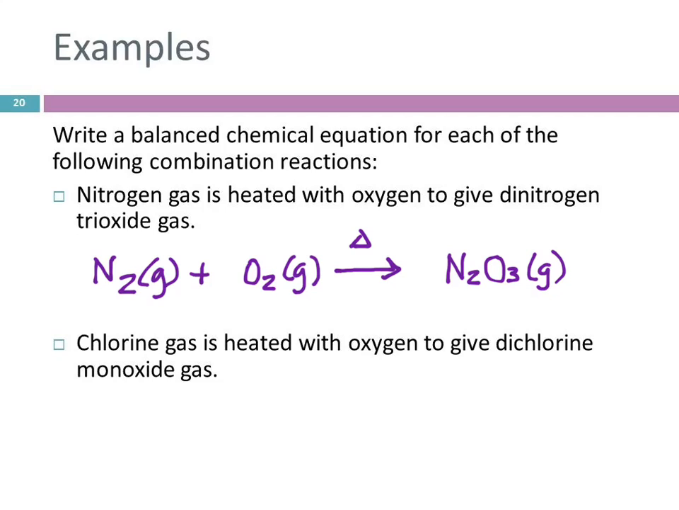We can't take some away. We can't change the subscripts. We can only put a coefficient in front of the formulas. So what might be a good thing to do? We'll put a 3 in front of oxygen, O2. That'll give us 6. And then if we put a 2 over here, that'll give us 6 oxygens. Remember, the coefficient multiplies all the subscripts. So we have 2 times 3, 6 oxygens, and 3 times 2, 6 oxygens. But did that change the nitrogens? Yes, it did. Now we have 4 nitrogens here, so we need to go back over here and fix things up by putting a 2.